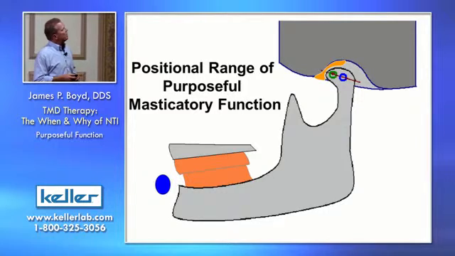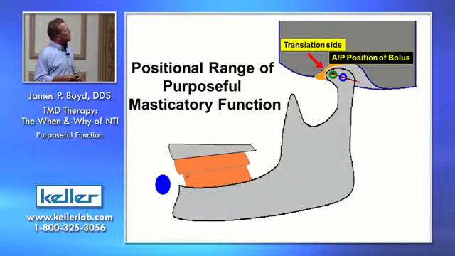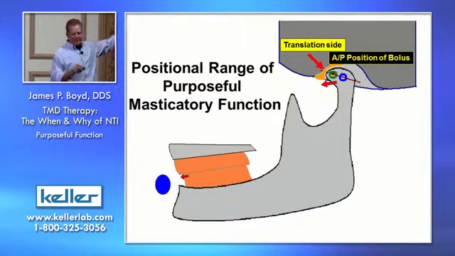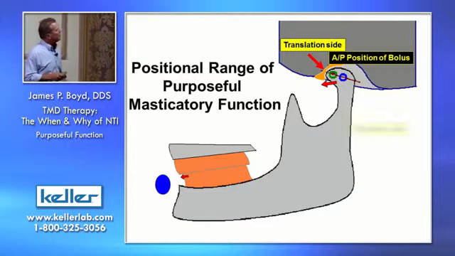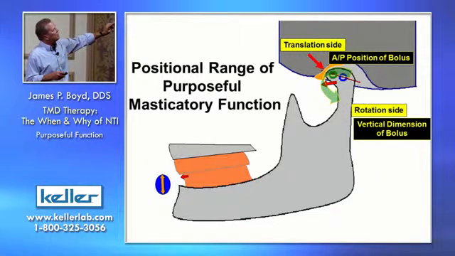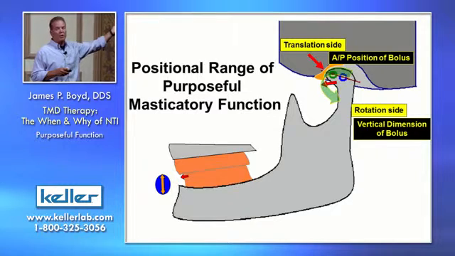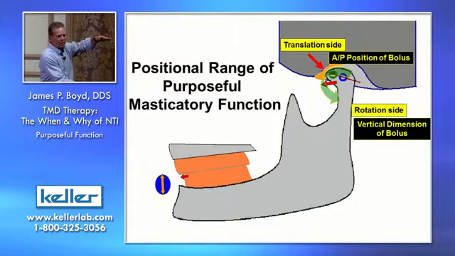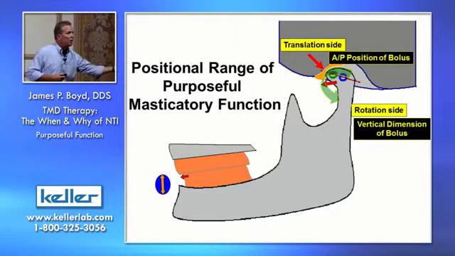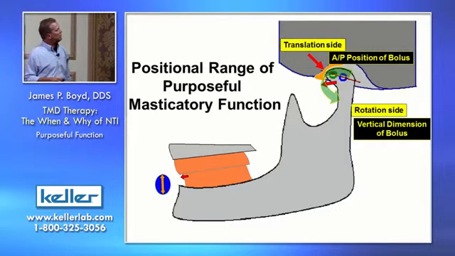Let's look at the positional range of purposeful masticatory function. So the translation side of this disc is commensurate with the anterior-posterior position of the incisors. We're going to incise on something here. The inferior side has to do with rotation. The rotation of the condyle is commensurate with the vertical dimension of the bolus that you're about to engage. How far forward do you have to go? How far open do you have to go?